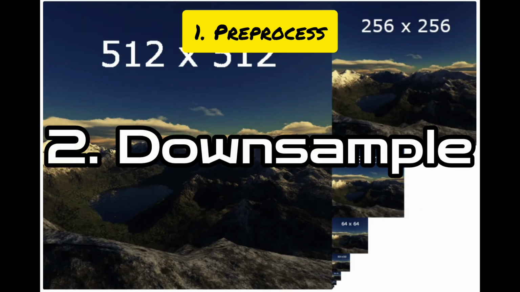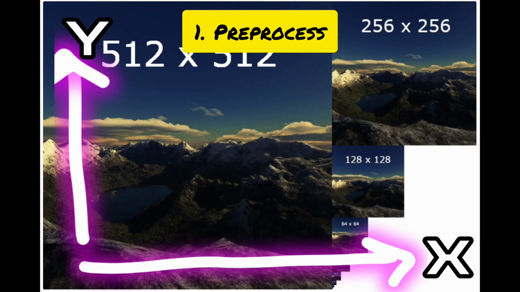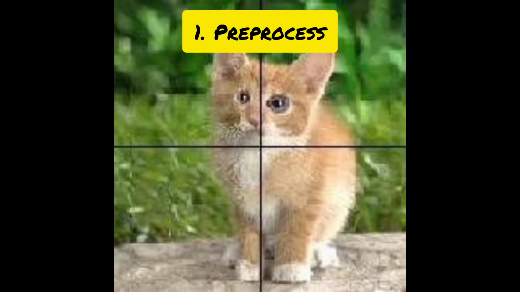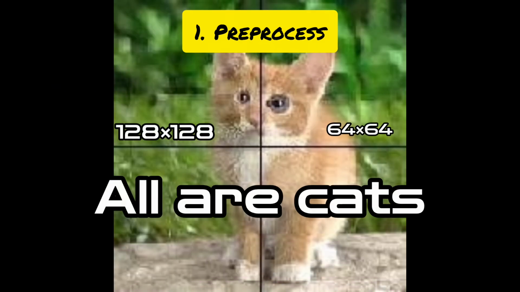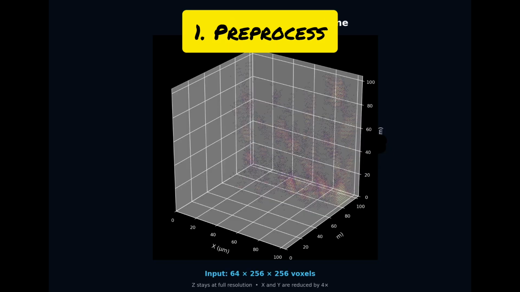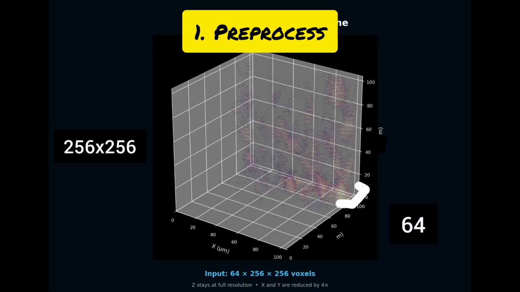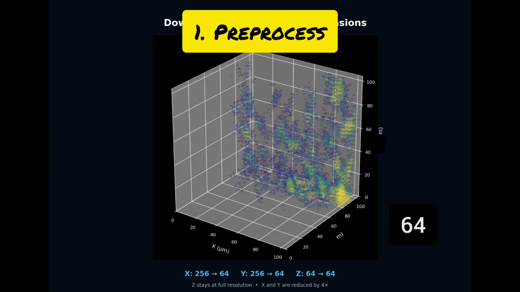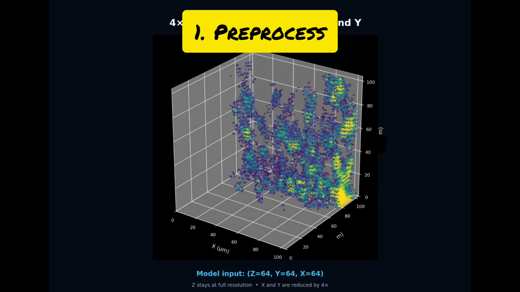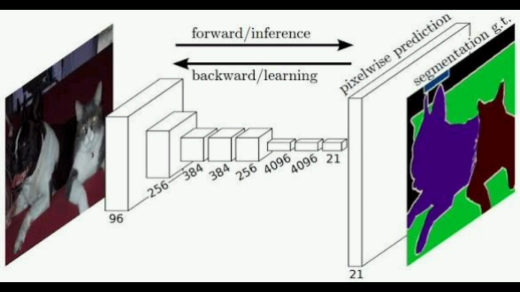The next step is to downsample these images in X and Y. This is just done to reduce the amount of computation. The X and Y values are much more in number than the Z values. And so our resolution decreases and our data becomes more digestible to the model.